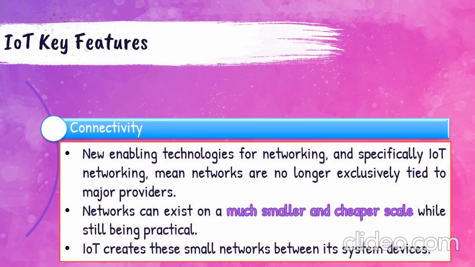What do you mean by connectivity? New enabling technologies for networking, and especially IoT networking, mean networks are no longer exclusively tied to major providers. Networks can exist on a much smaller and cheaper scale while still being practical. Internet of Things creates these small networks between its systems.